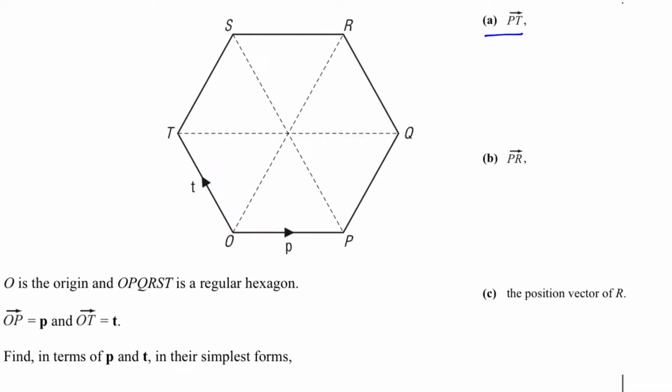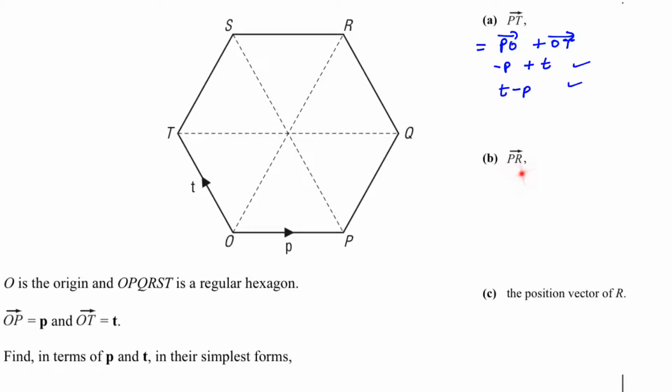First thing they want us to do is find PT. Always write in vector form. So start from P. PT is equal to PO plus OT. What is PO? It's negative P because it's going in the other direction. And what is OT? It's T. So T minus P, you can write it like this or this way. Both are correct.